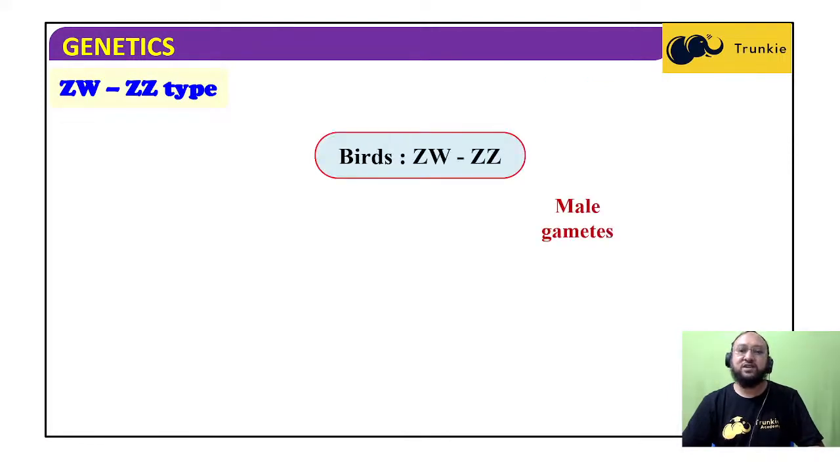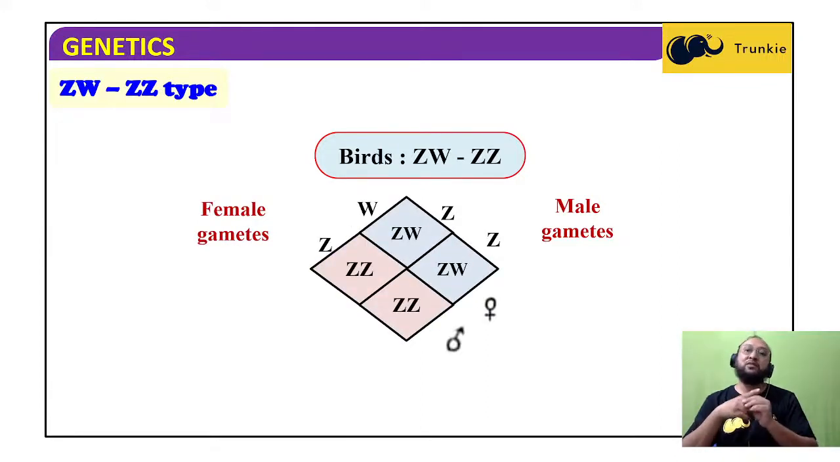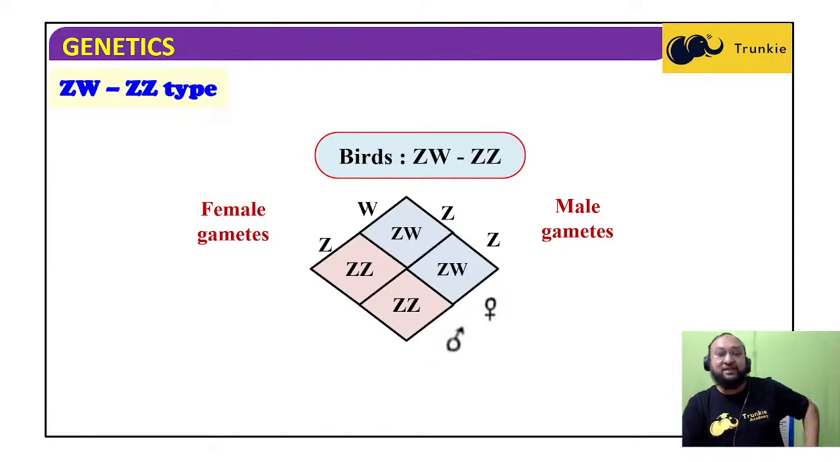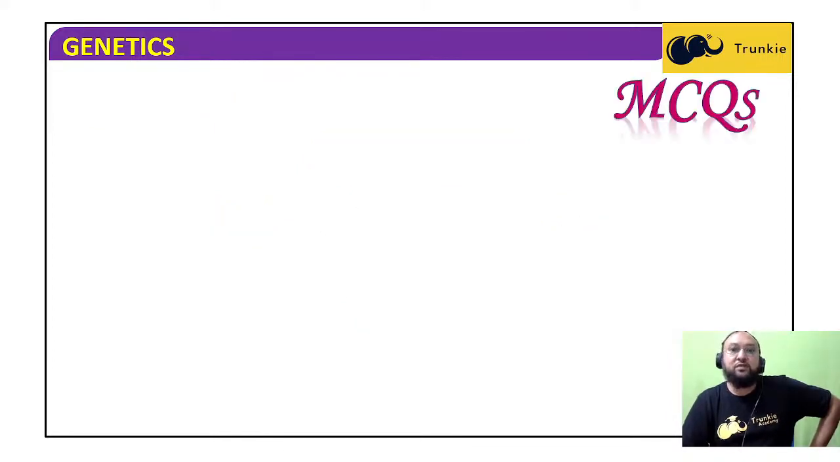Birds are ZW ZZ. Female gametes now look like this. The male will produce gametes ZZ and the female will produce ZW. While combining with a Punnett square, a checkerboard, we will find that 50% will be female and 50% male. ZW will be 50% and ZZ will be 50%.